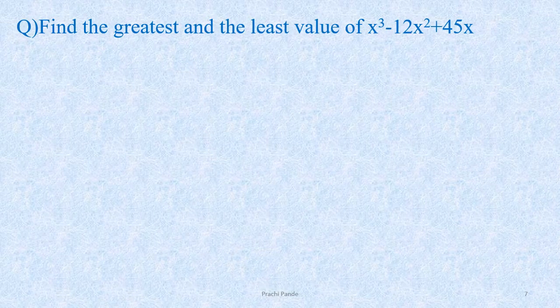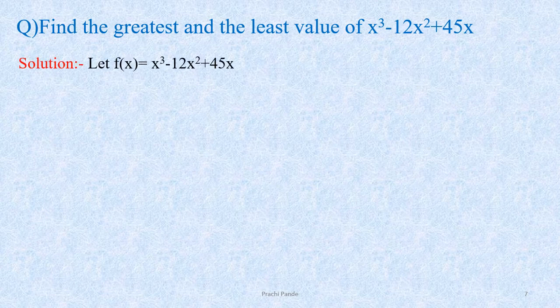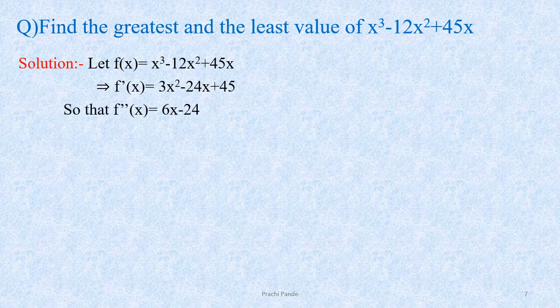Find the greatest and the least value of the function x cube minus 12x square plus 45x. So in the first step, we have to differentiate f of x, which is equal to x cube minus 12x square plus 45x. If we differentiate this, we get f dash x is equal to 3x square minus 24x plus 45. Then find out f double dash x here only, which is 6x minus 24.